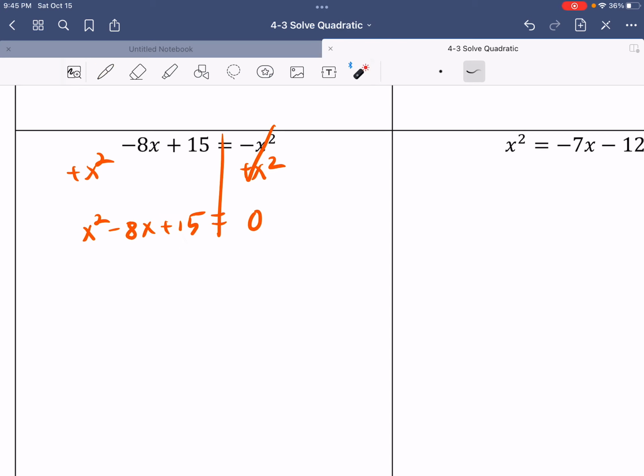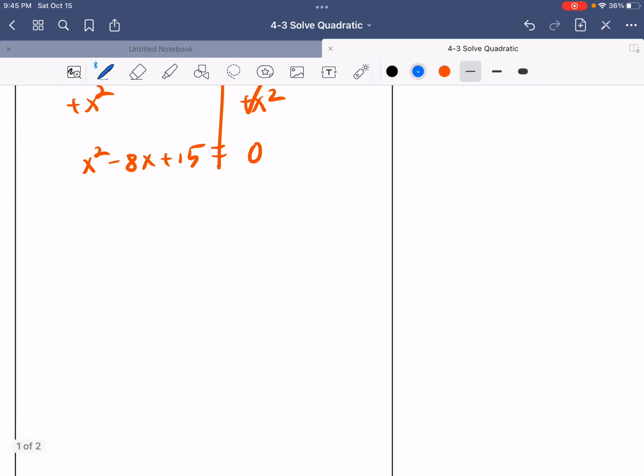Remember, these two cannot be combined because this one is x squared. This one does not have a squared on top. Okay? And it's very simple. Now you're going to factor this one. Like 15 and negative 8. What can give you this? Negative 3 and negative 5.